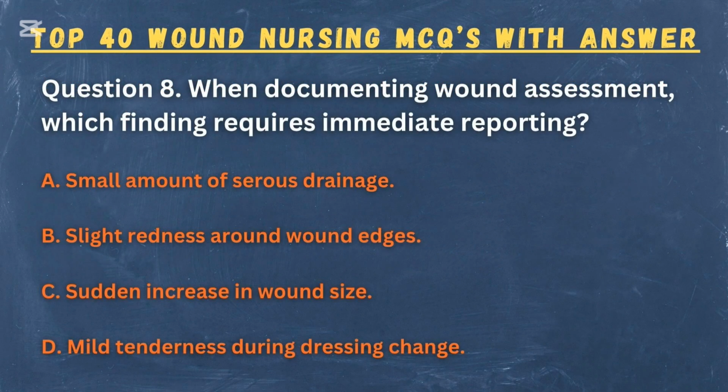Question 8. When documenting wound assessment, which finding requires immediate reporting? A. Small amount of serous drainage. B. Slight redness around wound edges. C. Sudden increase in wound size. D. Mild tenderness during dressing change.